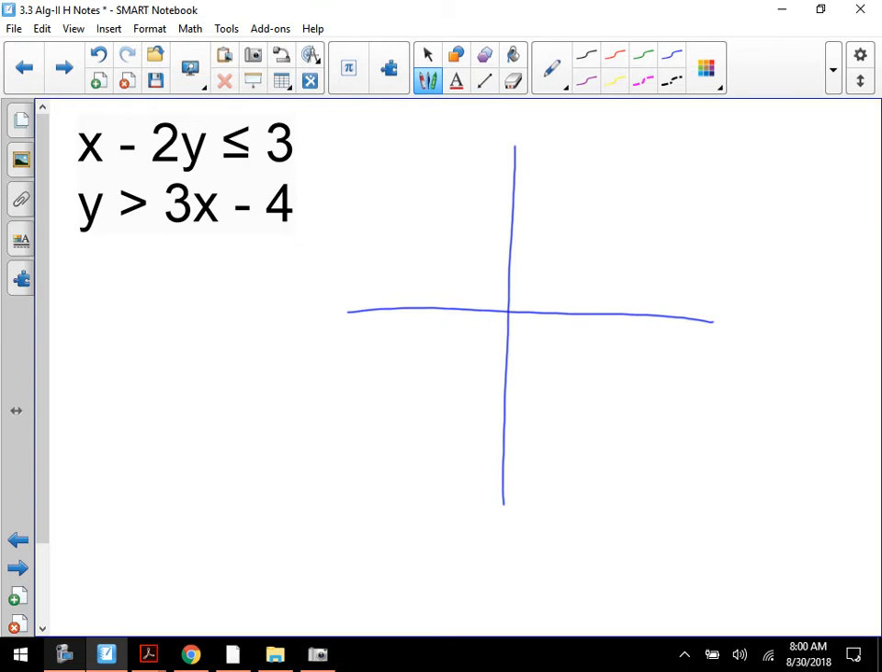X-intercept at 3, y-intercept at -3/2. It looks like that. Connect the dots. Solid or dotted? Solid as a rock.